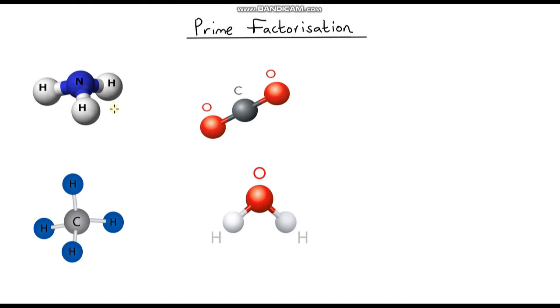So before we get started, let's just go through what these chemical compounds are. So this first one here, we've got 1 atom of nitrogen and 3 atoms of hydrogen. So we can write that as NH3. And this is also more commonly known as ammonia. This one down here, we've got 1 atom of carbon and 4 atoms of hydrogen. So we can write that as CH4. And this is 1 molecule of methane.